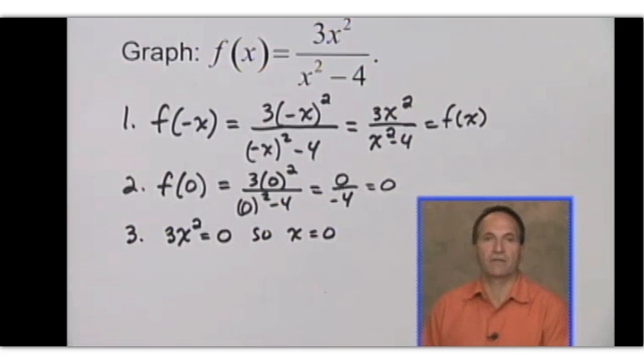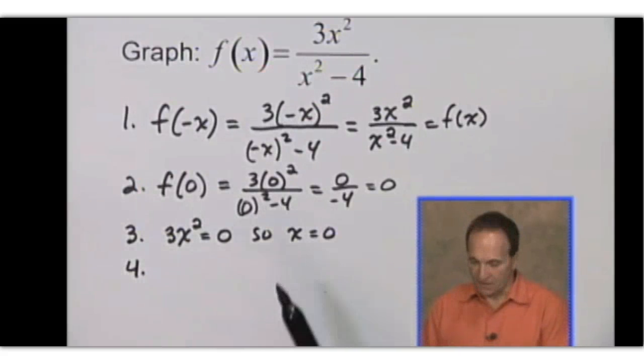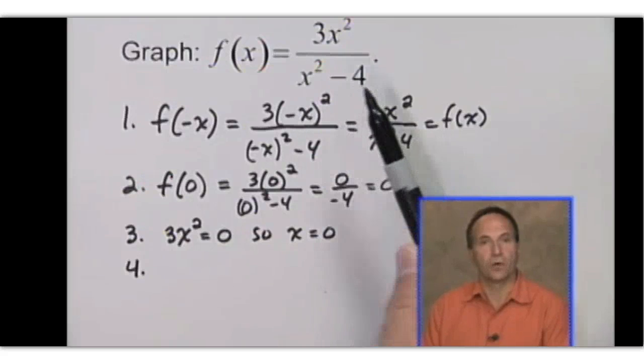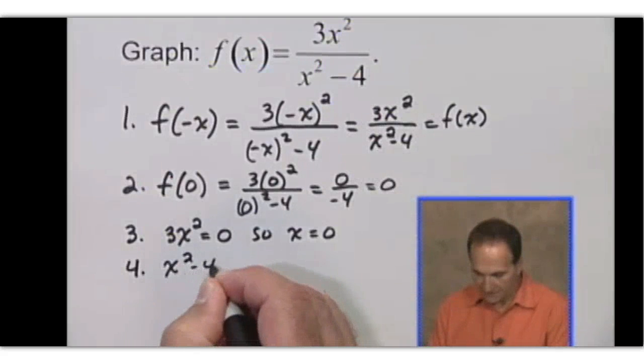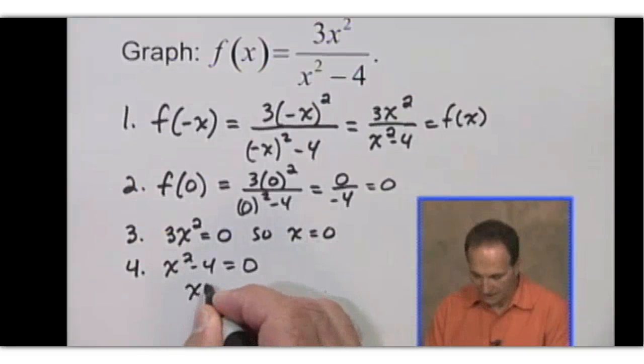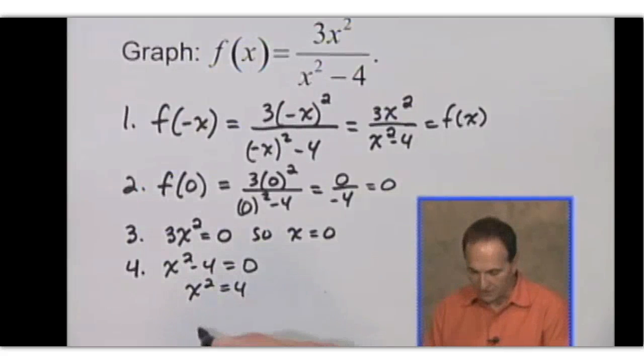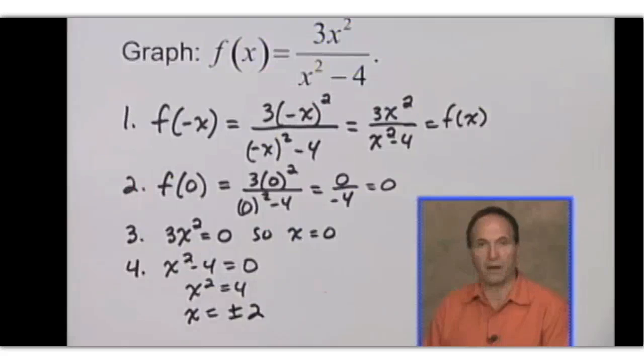Step 4 is to find the vertical asymptotes. And that means that we set the denominator equal to 0. So x squared minus 4 is equal to 0. We did this one. Solve for x. We add 4 to each side. x squared equals 4. And now we take plus or minus the square root of each side, so we get x equals plus or minus 2. So the vertical asymptotes occur when x is equal to negative 2 and when x is equal to 2.